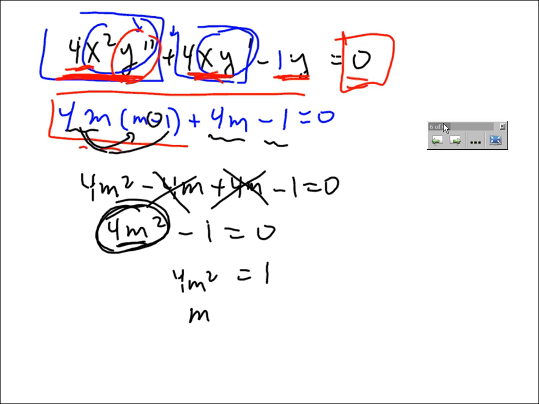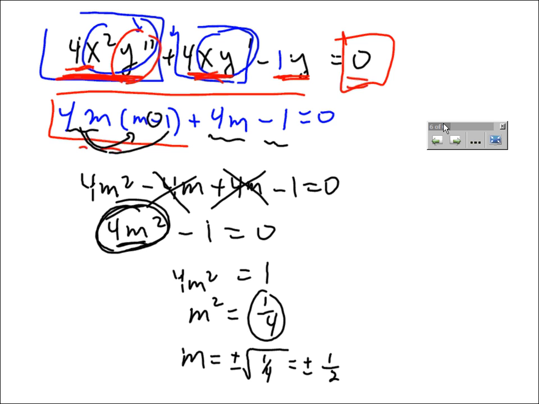4 times a quarter is 1. Or just divide by 4, you get m squared is a quarter. So if m squared is that number, then m must be plus or minus the square root of that number. Now there's my plus minus. I actually know the square root of a quarter. It's a half.